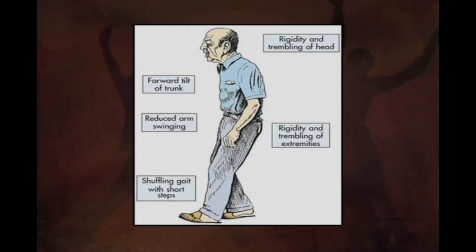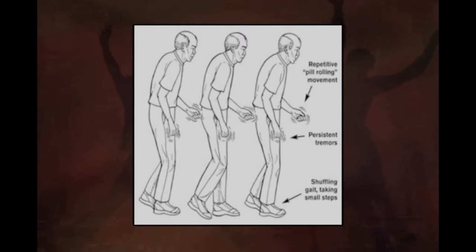In addition, as you are seeing in this slide, there is what is called repetitive pill rolling movement as indicated by the arrow in the figure. And of course, there are persistent tremors as also demonstrated in the earlier pictures that I have shown you, and there is a shuffling gait taking small steps. All these symptoms are indicated in the picture that I am showing to you.